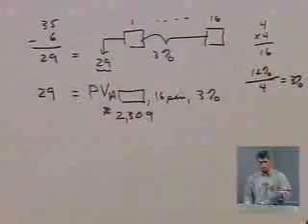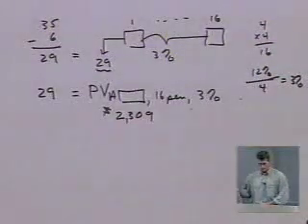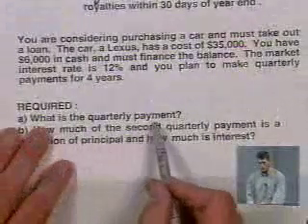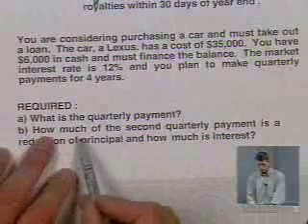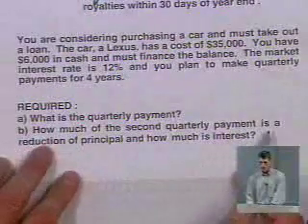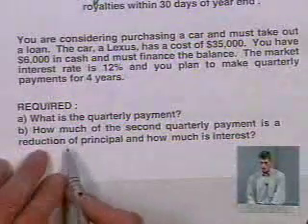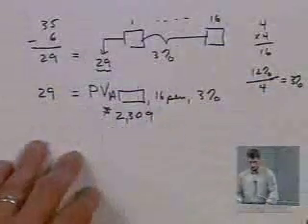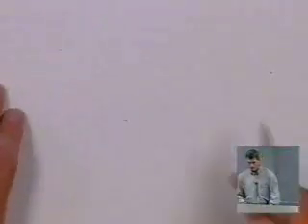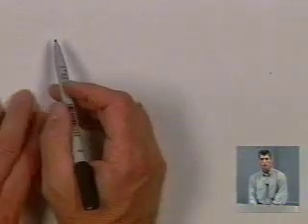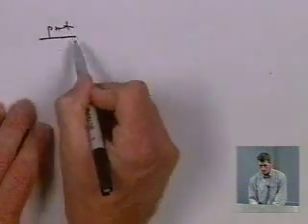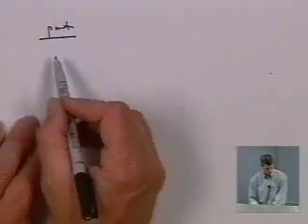Question number 2 is, let's go back to the question. Question number 2 is, what is the quarterly payment? That's 1. Question number 2, how much of the second quarterly payment is interest, and how much of it reduces the outstanding balance? Okay. So in order to do that, I'm going to take a new piece of paper, and I'm going to create what's called an amortization table for a loan. And the amortization table has the payment, which we know is $23.09.